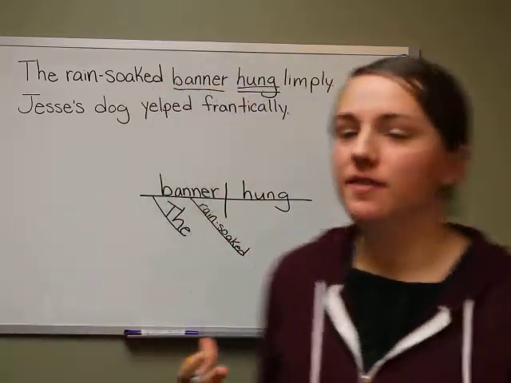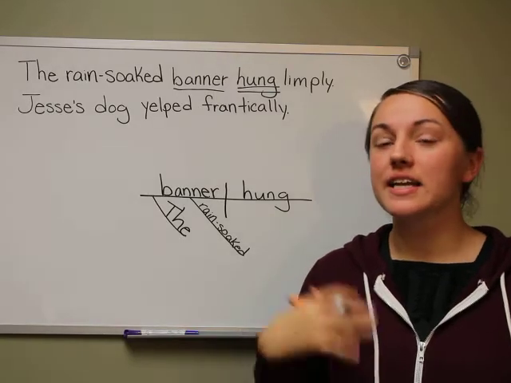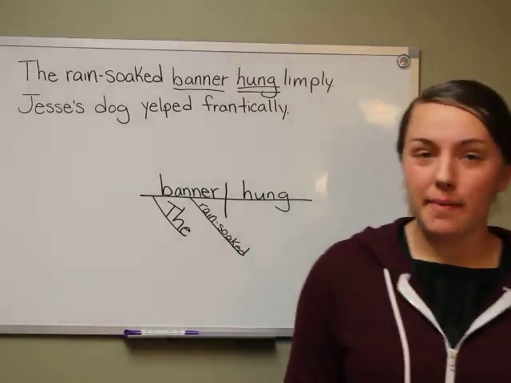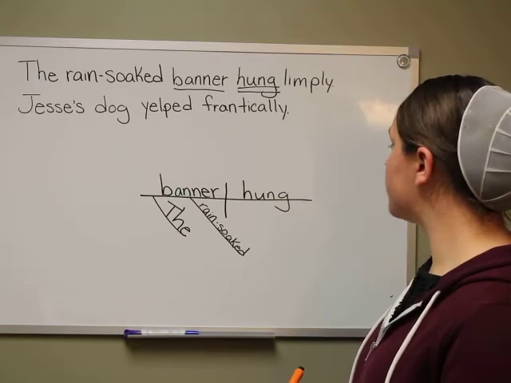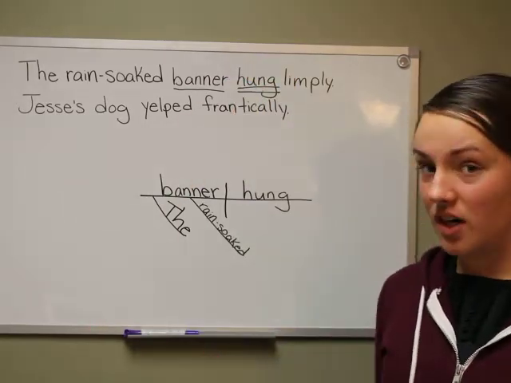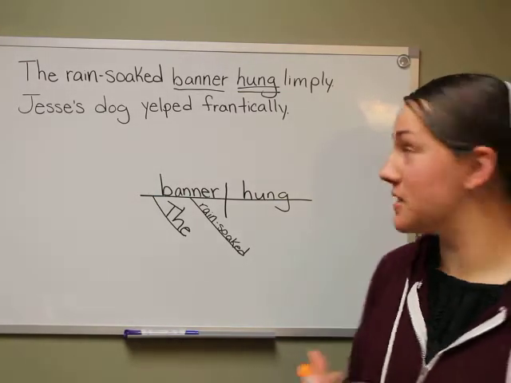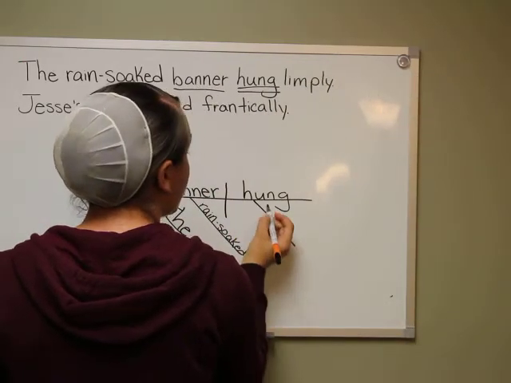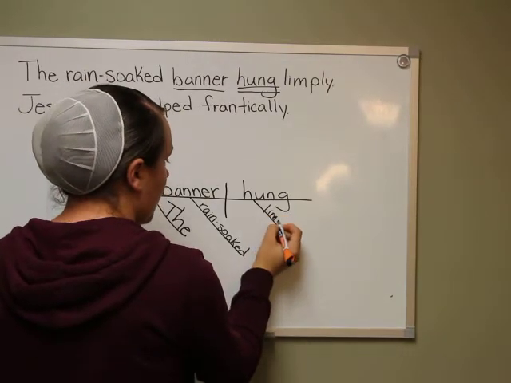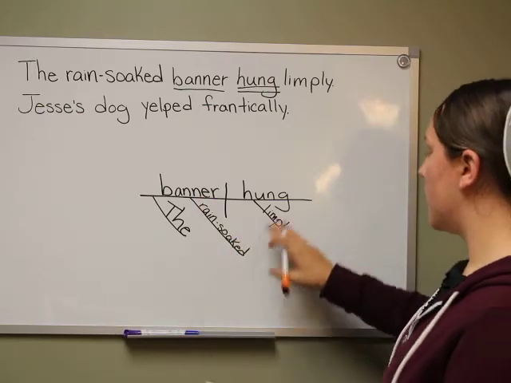Now we have one more word that we need to find a place for, limply. What is limply? Is limply a verb? Is it a noun? Or is it a describing word? Now limply is a describing word, but what is it describing? Limply is describing how the banner hung. It's describing hung. Hung is our verb. Now what kind of words describe verbs? Adverbs. Adverbs describe verbs. So we diagram limply underneath hung since it's modifying hung, and that is diagrammed as an adverb. So this is how your sentence should look. The rain-soaked banner hung limply.